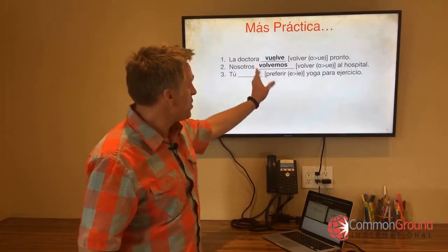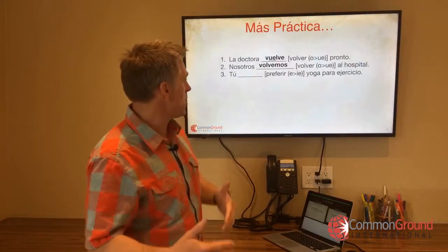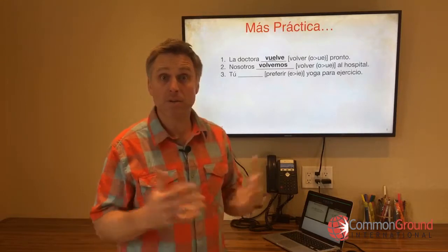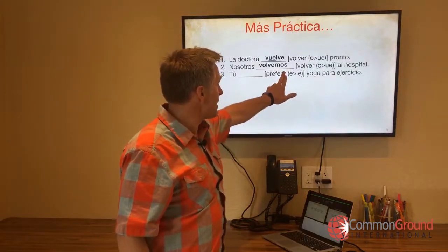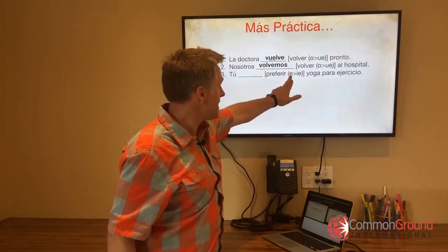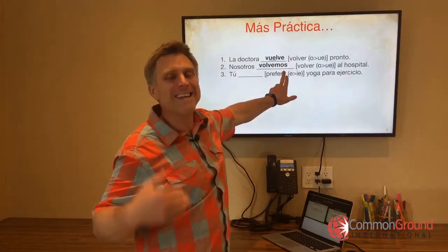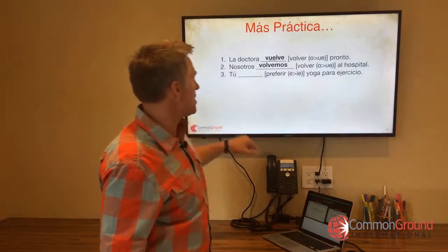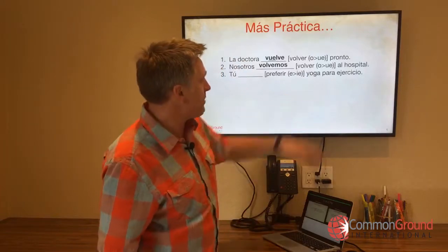Tú preferir, you prefer yoga para ejercicio. So, you prefer yoga for ejercicio. This verb brings up a slight little problem or question. We see if the stem is everything but the ending, prefer, and it's E to IE, we actually have two E's in the stem. Which one are you going to do? It's always the last one. So it's going to be this one that we stem change to, E to IE, yoga para ejercicio.